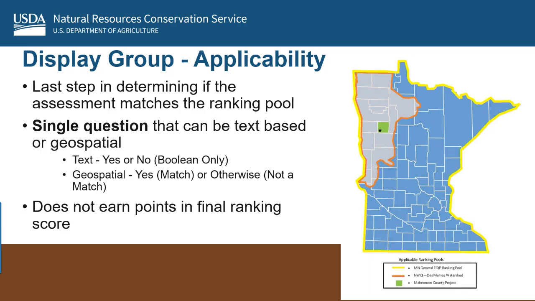Okay. The applicability question is the last step in the matching process. So after we've gone through the initial matching to see if our practices and land use and resource concerns meet the pool, we've gone through the geospatial matching step. Now we have the applicability question. If this question is a geospatial question, it will be easy for the user because it will identify them to proceed forward with the ranking pool. But if it is not, if it's text-based, the user will have to answer it and save before they can go forward. So that's why we always encourage geospatial.